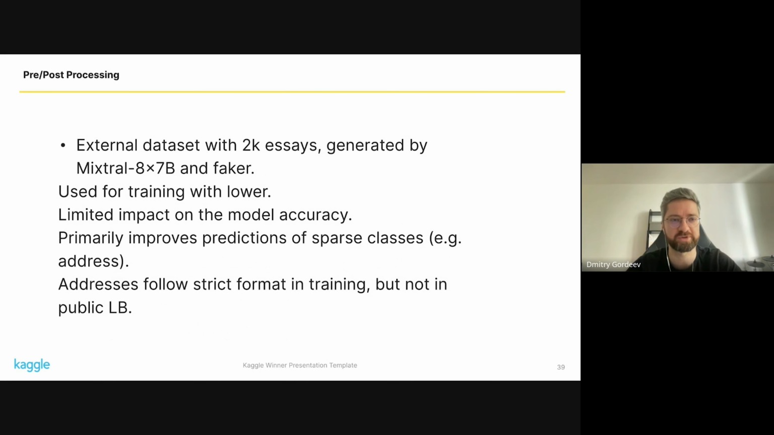I don't think it was a big impact, and I think the major impact was coming from exactly sparse classes, because in the training data, I believe we have like 2 addresses altogether. Like each address contained multiple words.